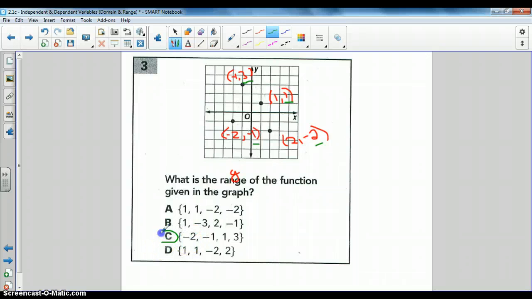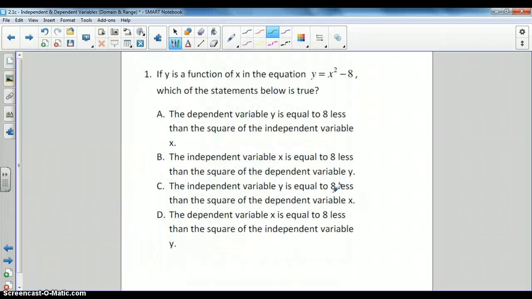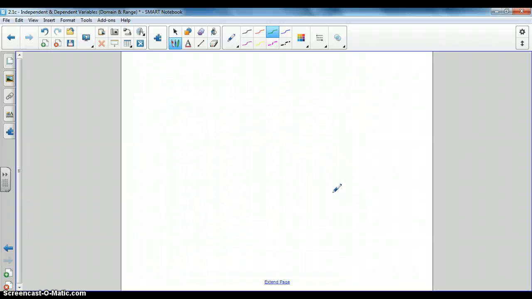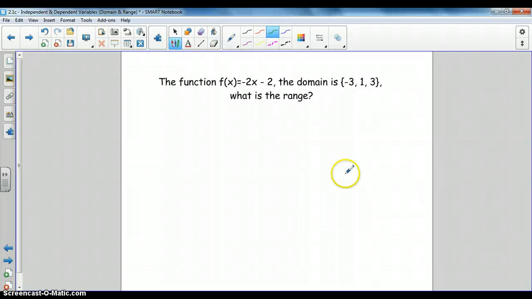And I think that's C. Okay, so just really, in these things I'm talking about, it's really just understanding what they're asking. So they want to know the range, they want to know the y values. Range just means y. Domain just means x. Okay, and this one is like that other one. Given the domain, what is the range?